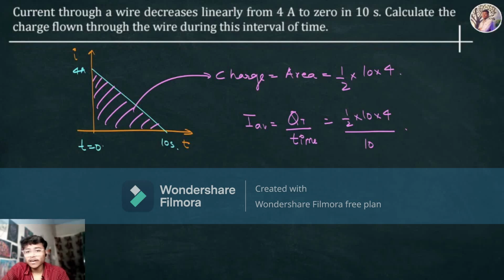And here, the current through the wire decreases linearly from 4 ampere to 0 in 10 seconds. Calculate the charge through the wire during this time. We first get the charge by the area of this triangle. So we can find it: half into 10 into 4, which is equal to 20, and the average current is 2 ampere.